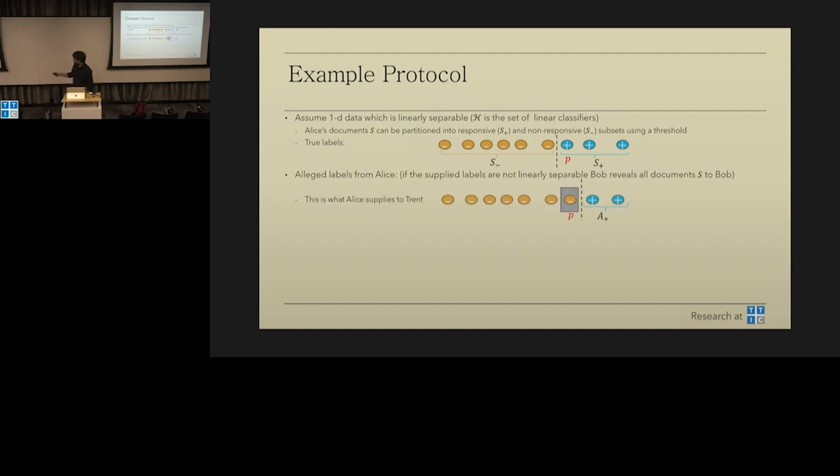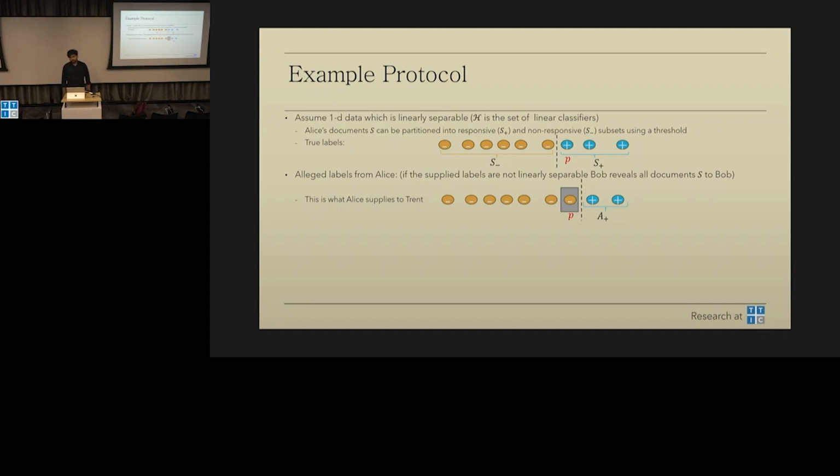And what happens in our protocol? The LS labels from Alice are sent to Trent. So the picture at the bottom is what Alice sends to Trent. She sends all the labels as they are except for the label of point P, which she's trying to hide.